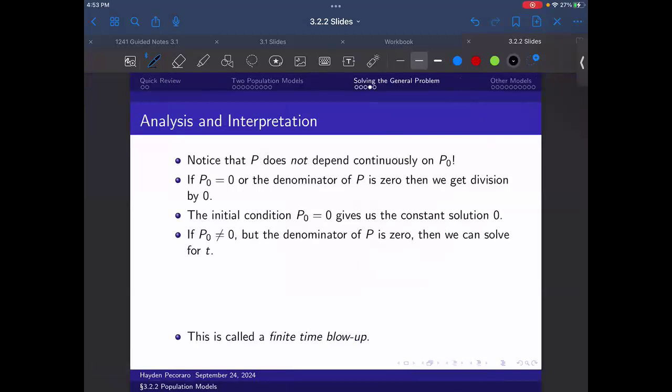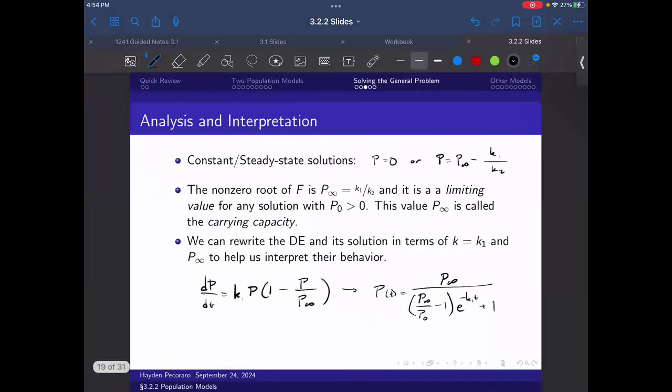So again, remember I mentioned that continuous dependence on initial conditions is important. That solution doesn't depend continuously on the initial condition. Over here, you have 1 over P0 right here. So if P0 is equal to 0, you get discontinuities. There's another thing that we have to worry about, and that's when this whole denominator is equal to 0.